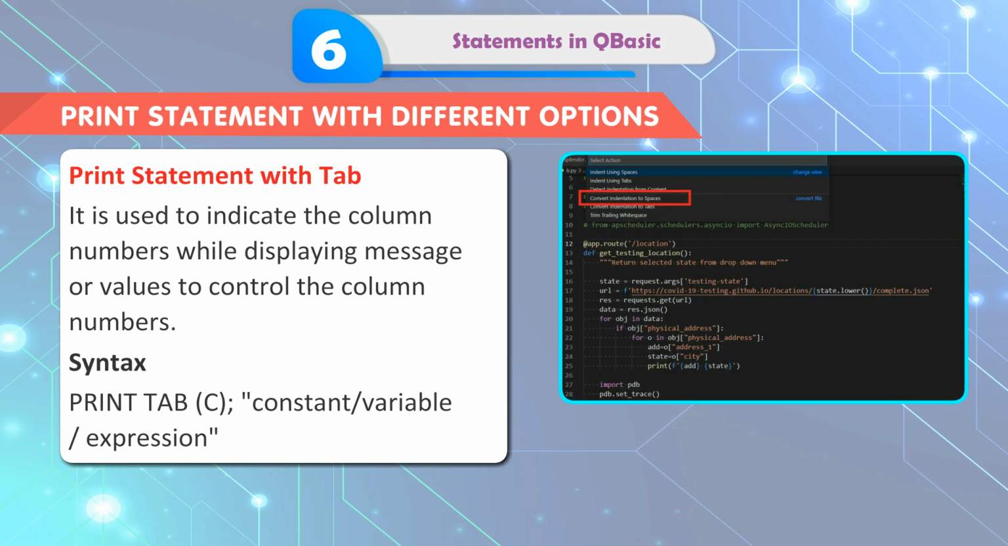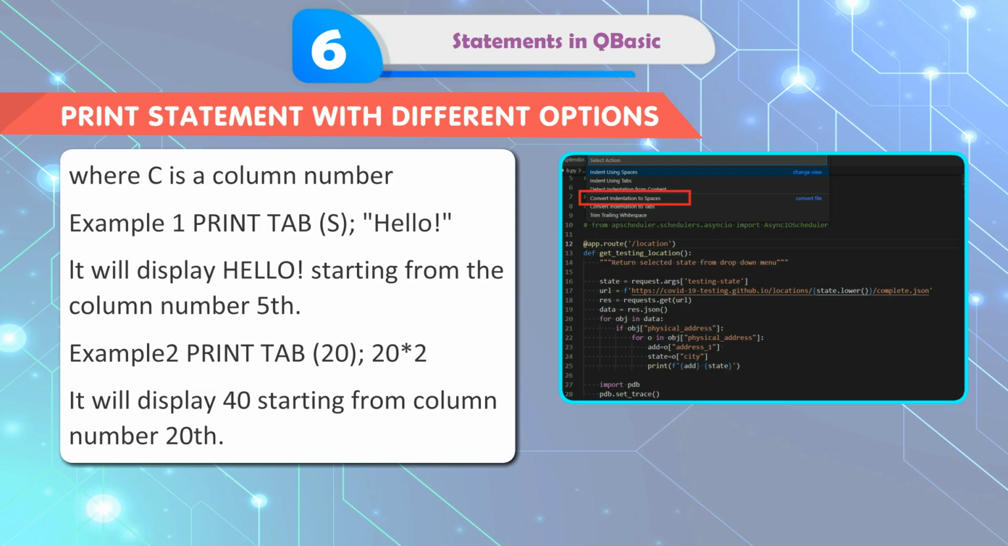Print statement with TAB. It is used to indicate the column numbers while displaying a message or values, to control the column numbers. Syntax: PRINT TAB(C); constant, variable, expression, where C is a column number. Example 1. PRINT TAB(5); "Hello". It will display Hello starting from the fifth column. Example 2. PRINT TAB(20); 2022. It will display 2022 starting from column number 20.